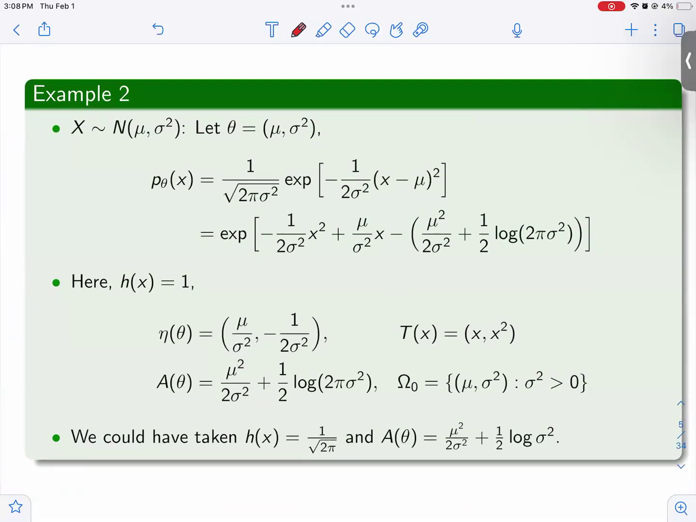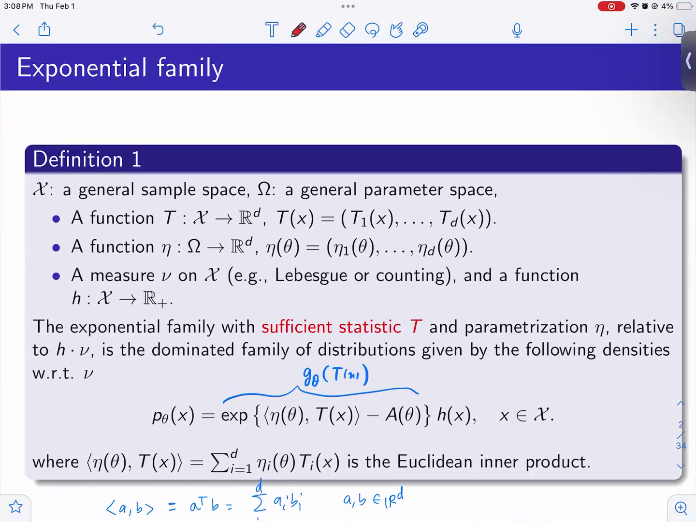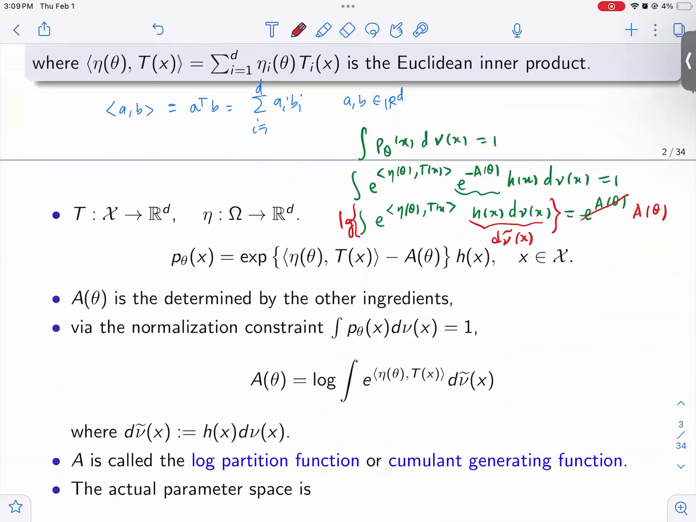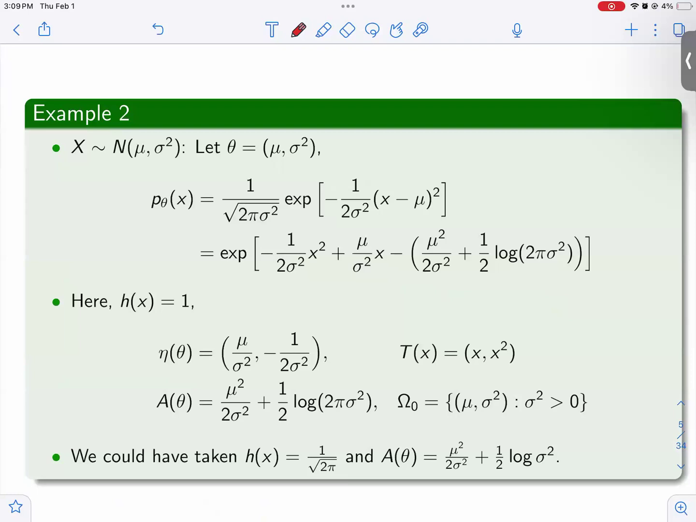So here's another example. I probably forgot to mention there is a dimension or rank. Did I mention it here? The dimension of the family, or rank maybe, would be d, d-dimensional. In this case, this is one-dimensional. Here's another example, which is two-dimensional.